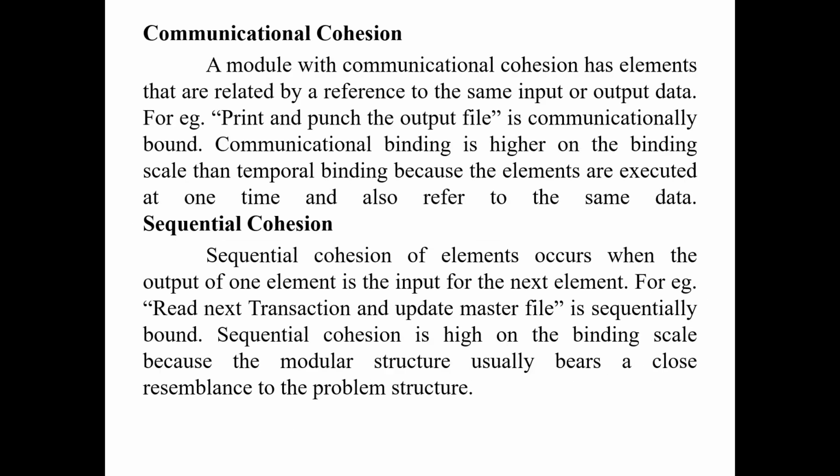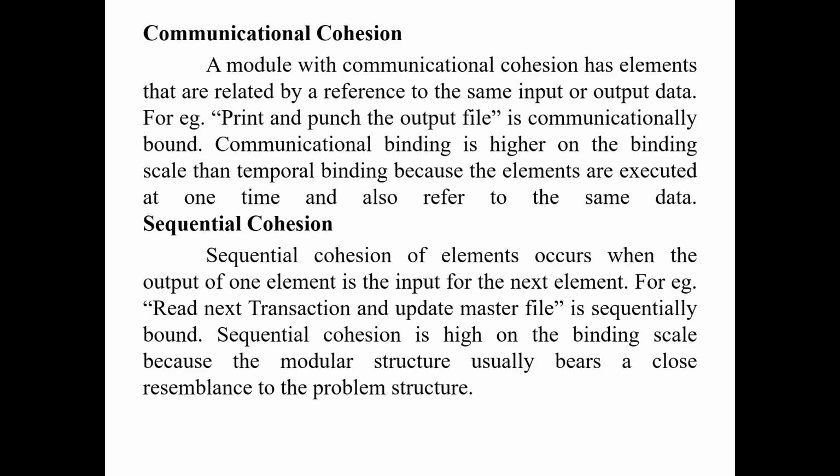And the next one is communicational cohesion. A module with communicational cohesion has elements that are related by a reference to the same input or output data. For example, print and punch the output file. It is communicationally bound. Communicational binding is higher on the binding scale than temporal binding because the elements are executed at one time and also refer to the same data.